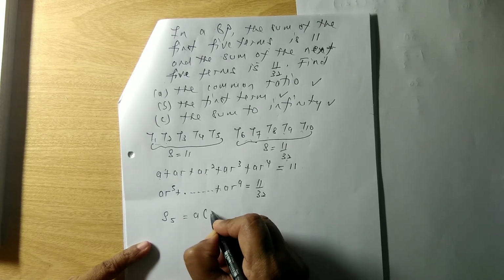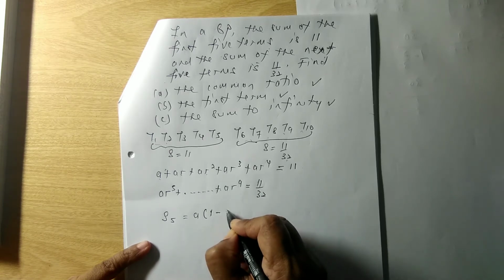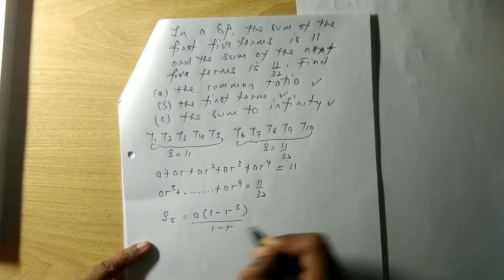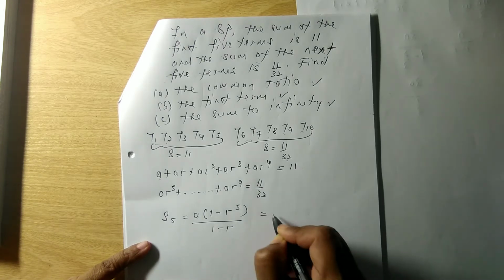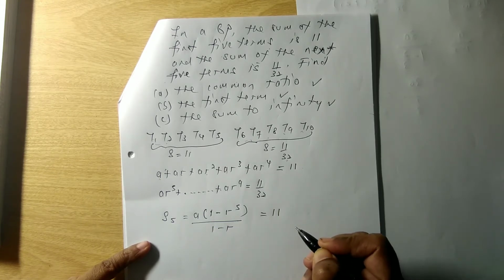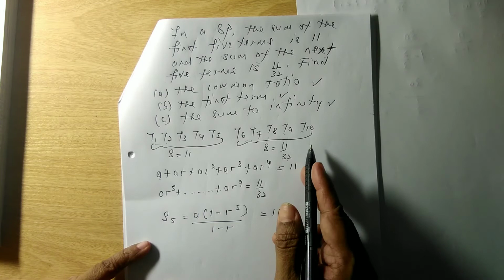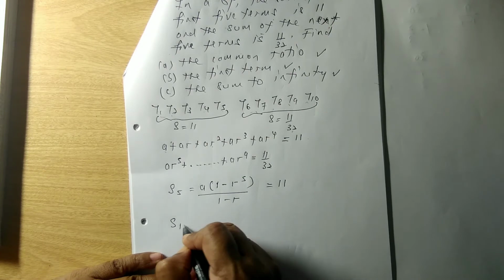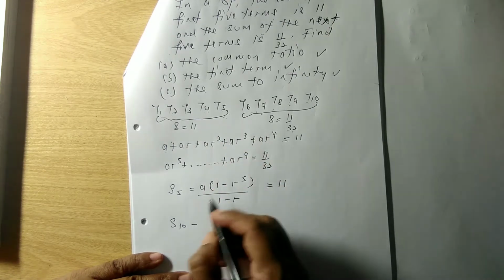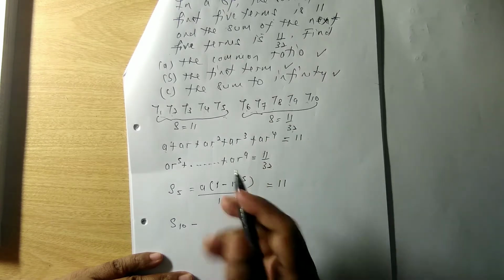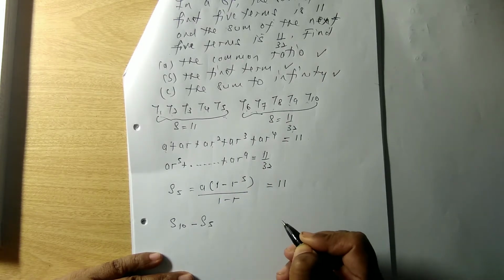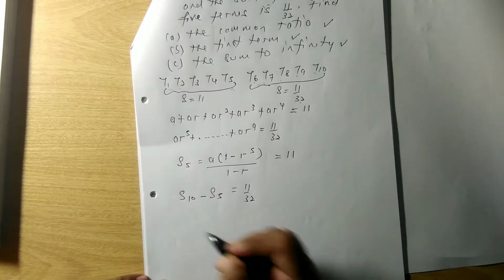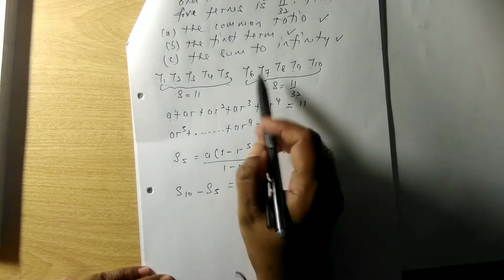Okay, I'm assuming my R is less than 1. So this is my R to the power 5 over 1 minus R. Okay, so here I get 11. Alright. Now the next one is S10 minus this, because I only want 1, 2, 3, 4, 5. So S5, this is actually 11 over 32. So S10 will be here.